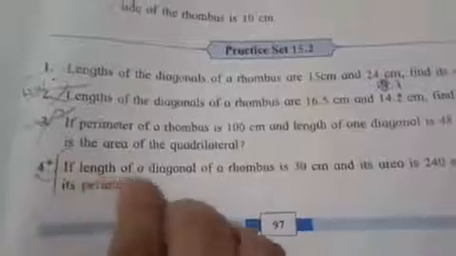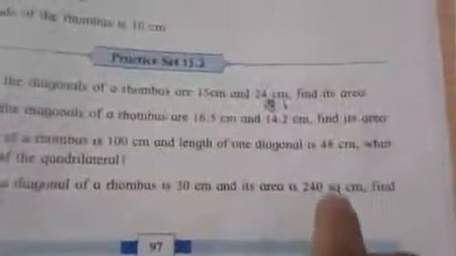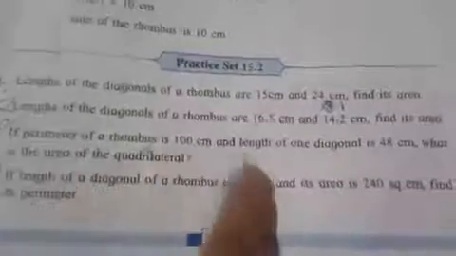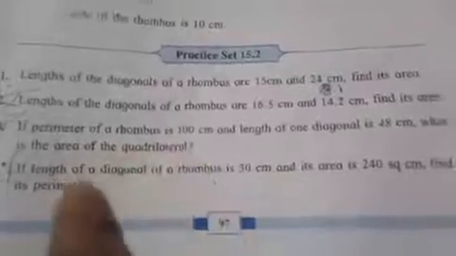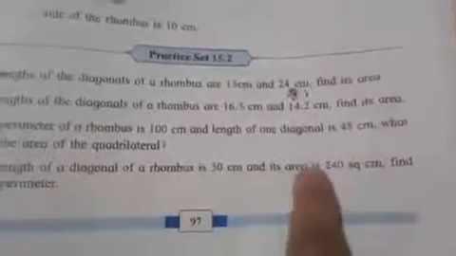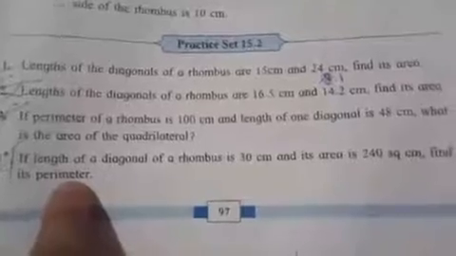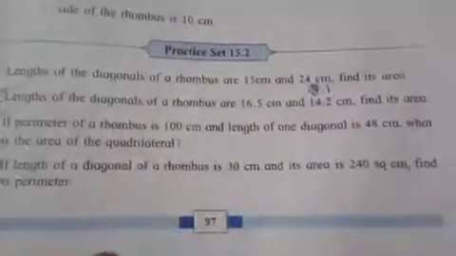Okay students, now see the fourth sum. If the length of diagonal of a rhombus is 30 centimeter and its area is 240 square centimeter, find its perimeter. Now what is given here? In the previous one the perimeter was given and they were asking us to find the area of the quadrilateral. Now here they are giving us the area and they are asking us to find its perimeter. Now what is the perimeter of rhombus? It is 4 into sides. So here you will need one side to find.